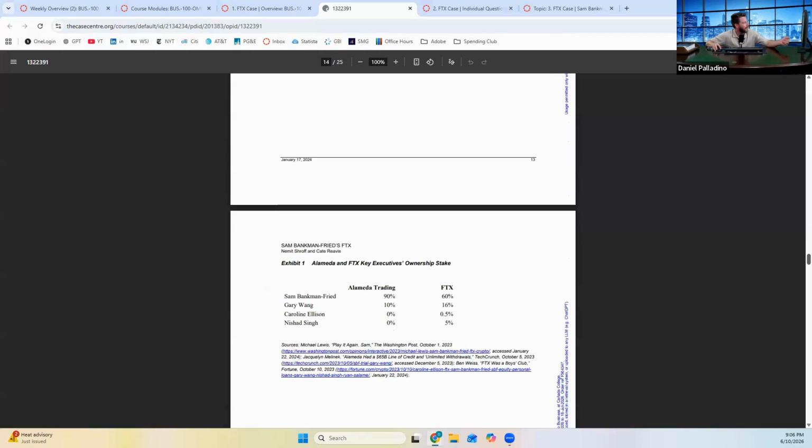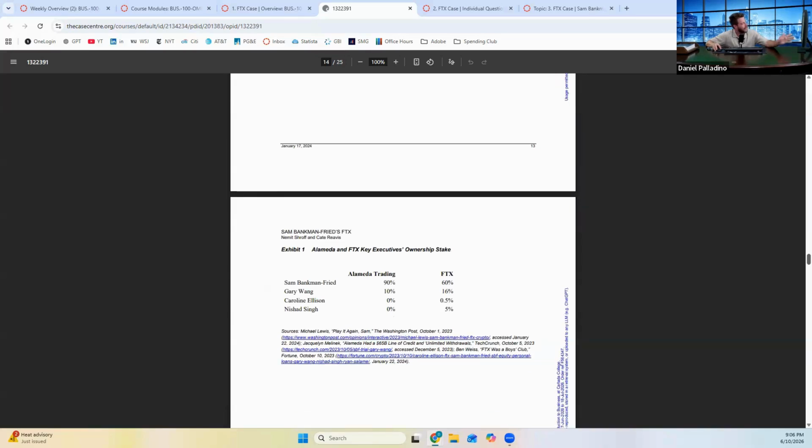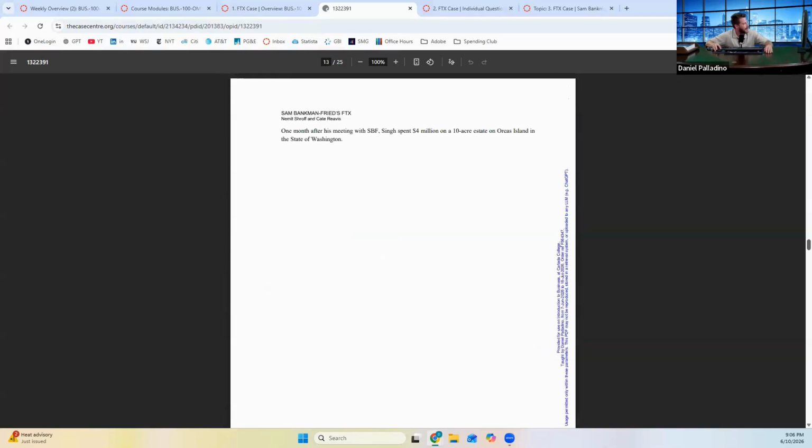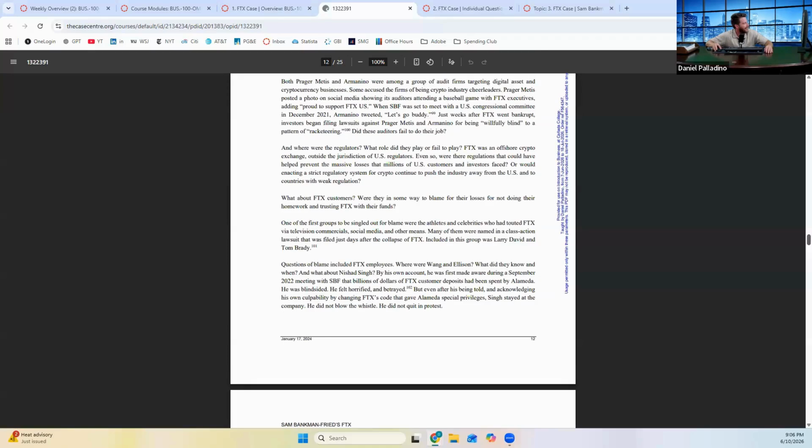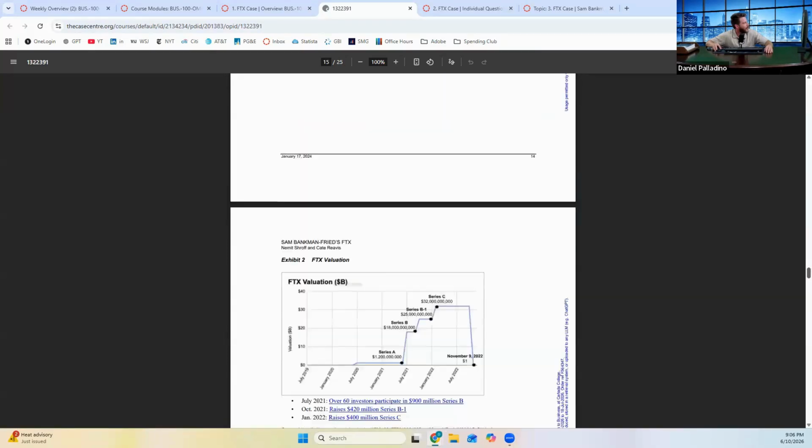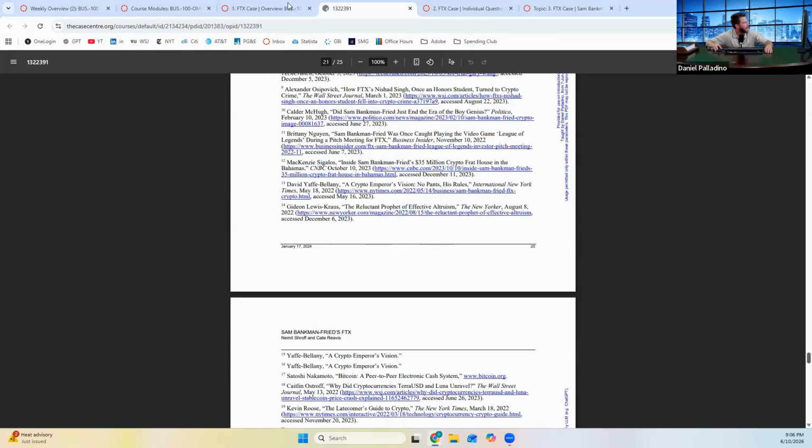So it's all about ethics, and it gives you a lot to digest on ethics. It's 12 pages of reading, and the rest are just exhibits. So you can see it's 25 pages, but 12 pages of reading.